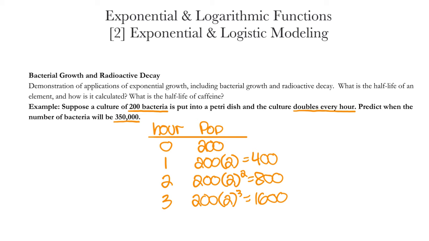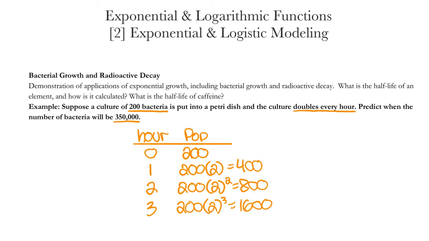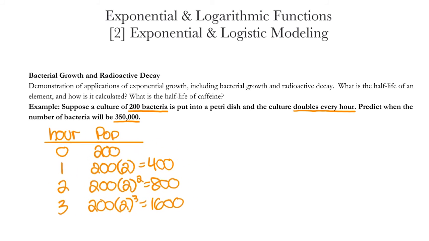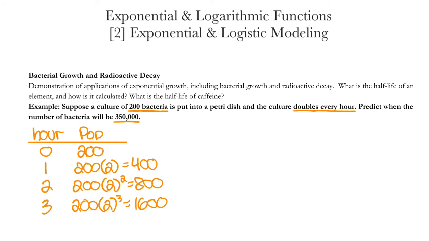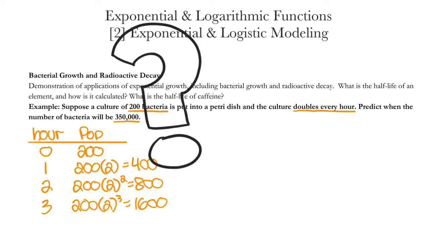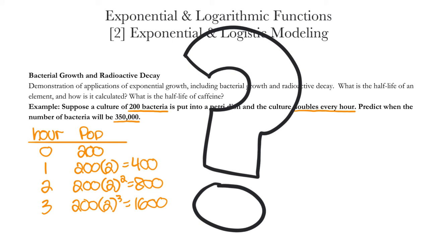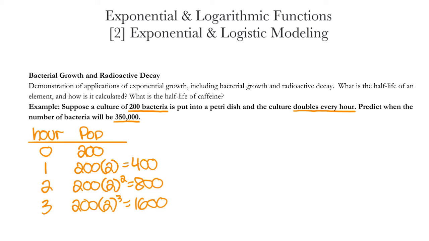We can keep playing with these numbers until we get to a number that's pretty close to 350,000. But the time at which that happens will not be a whole number. But why? Well, because 350,000 is not a power of 2.